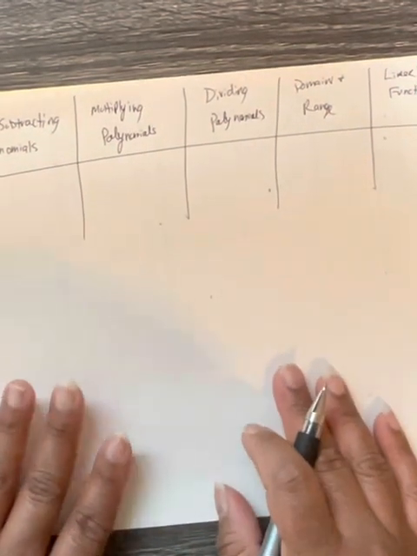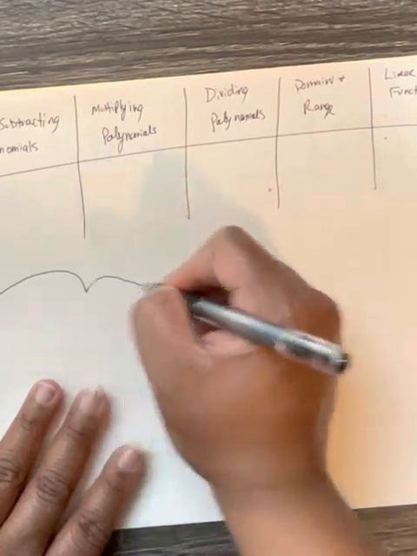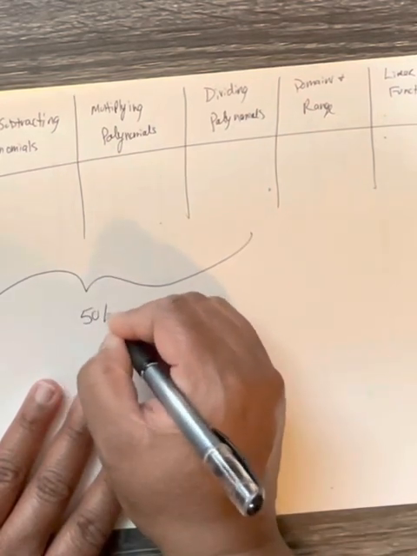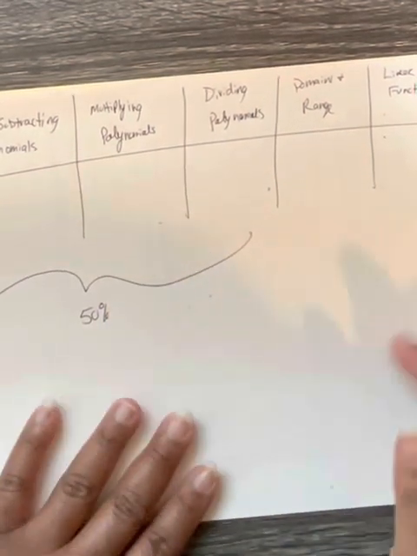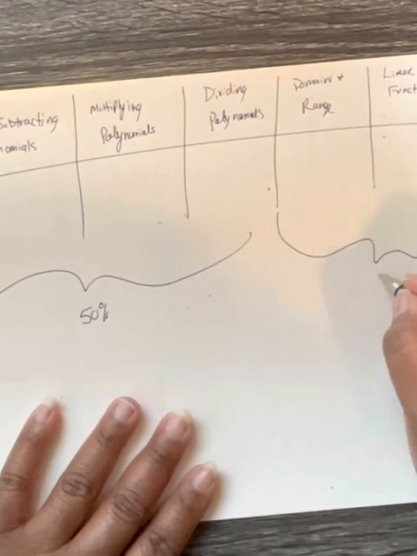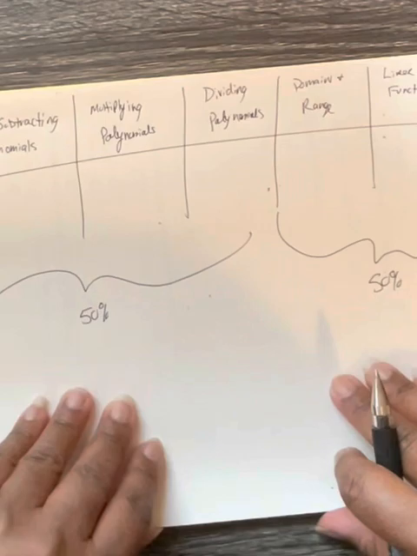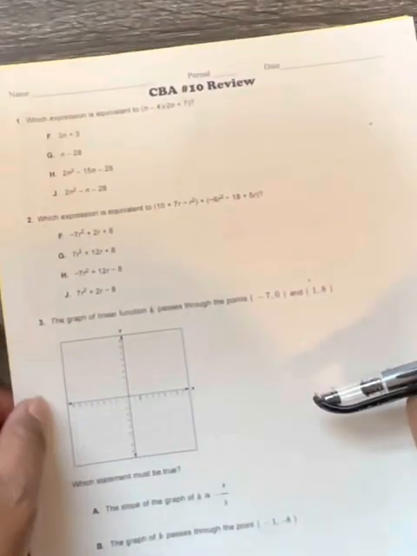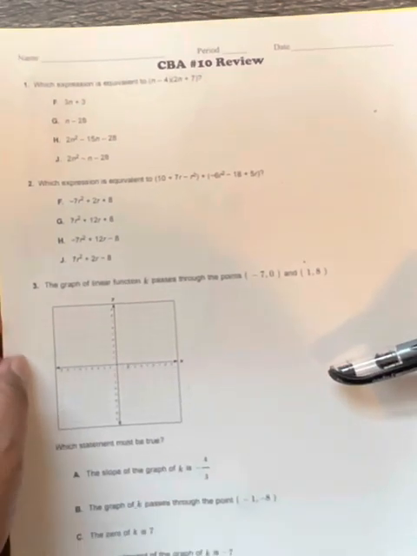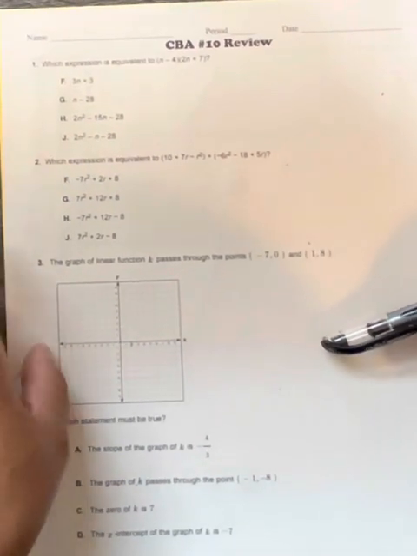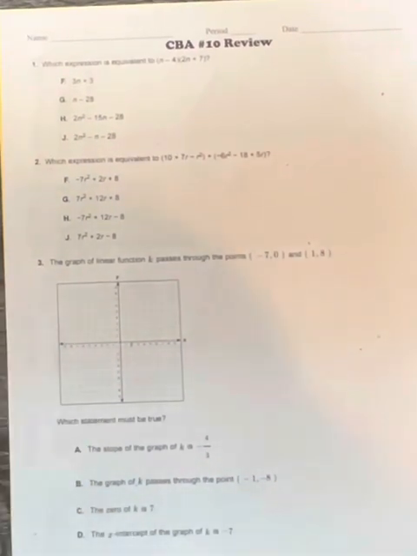Five different categories. Now, 50% of the test is going to be coming from here, I would say. And then the other 50 is coming from review. So what we did first, at least in class, is we went through each question to say, okay, what type of question is it? Now, if I'm going too fast, thankfully this is a video, so you can rewind.